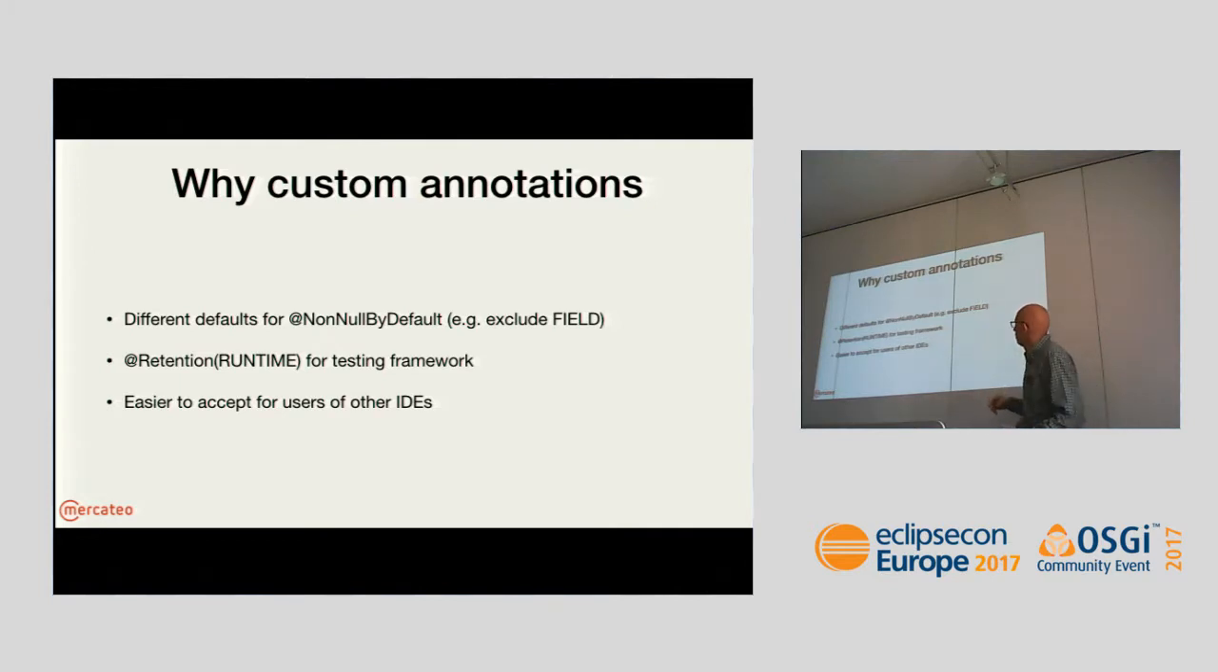Make your own non-null by default. Actually, I think you can even do secondary non-null by default annotations for different combinations. It just has the disadvantage that the IDE only understands the first one and might generate redundant non-nulls. Then you can change the retention for the null annotations. Normally it's class file only, so you cannot see it at runtime. This is also something we did for testing frameworks.